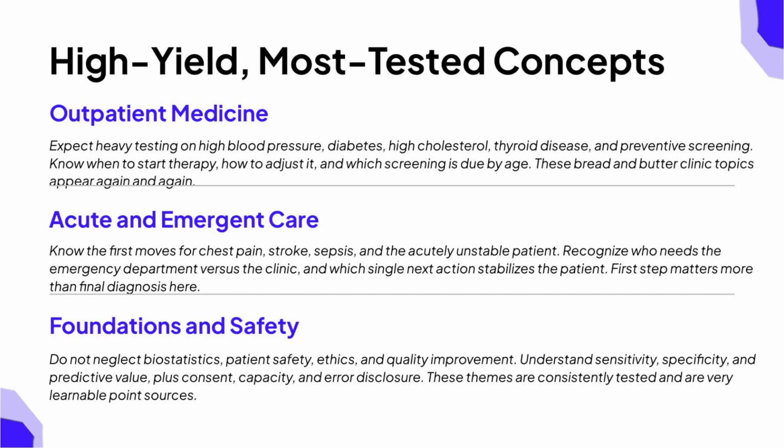Let us map the most tested concepts. First, outpatient medicine. Expect heavy testing on high blood pressure, diabetes, high cholesterol, thyroid disease, and preventive screening. Know when to start therapy, how to adjust it, and which screening is due by age. Second, acute care. Know the first moves for chest pain, stroke, sepsis, and the unstable patient. Third, do not neglect the foundations. Biostatistics, patient safety, and ethics are consistently tested and very learnable.